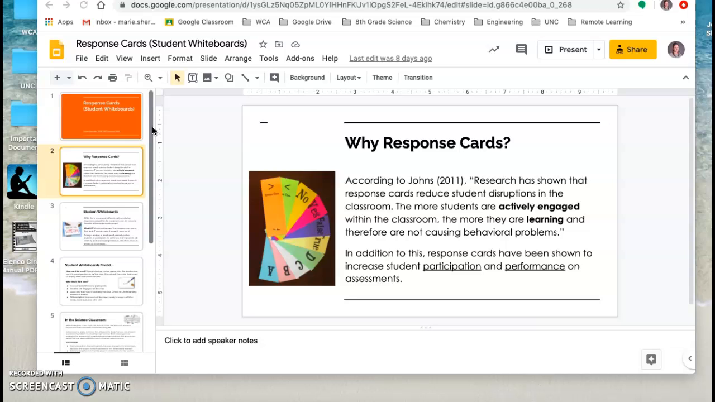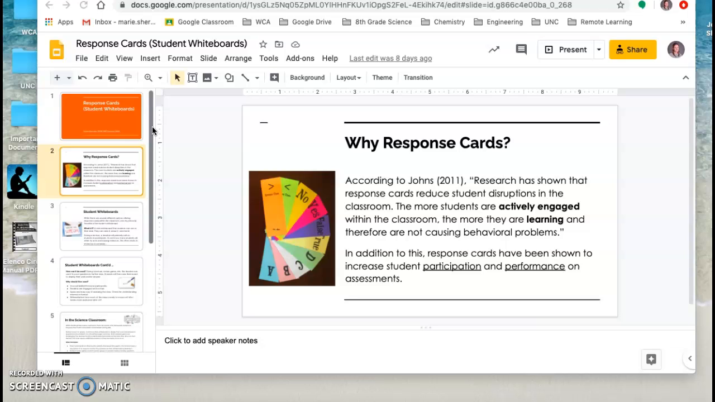So for this assignment, I did decide to cater it so that it would be a little bit more specific towards my grade level and content area, which is 8th grade science. However, the neat thing about this adaptation is that it can essentially be used at any grade level within any content area. So just a little background on response cards.